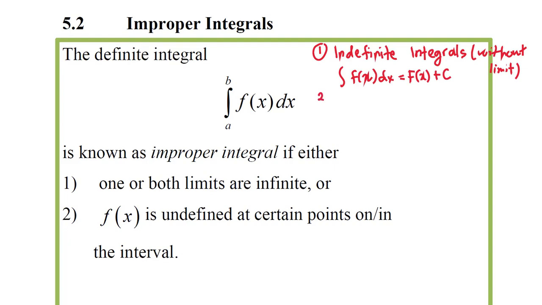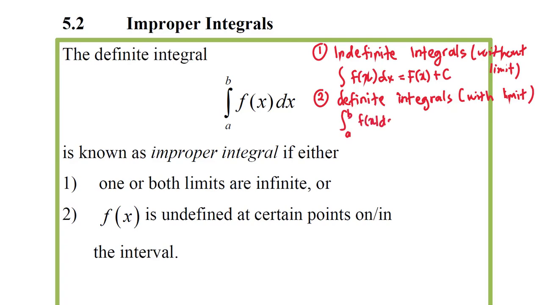The second one is the definite integral. Definite integral means integration with limits. Let's say you integrate f(x) dx from a to b. You will get, let's say, capital F(x) without c. So you have two types. In this topic, we will talk about the definite integral.